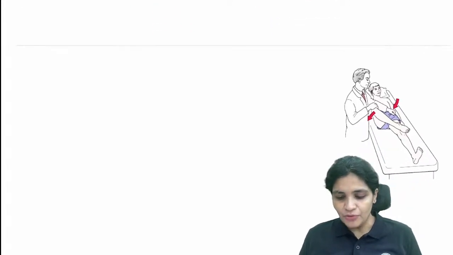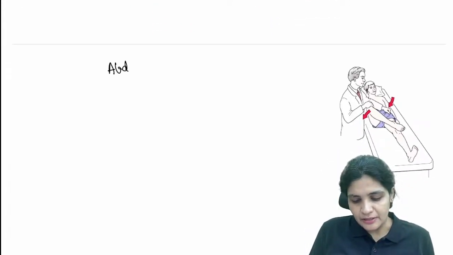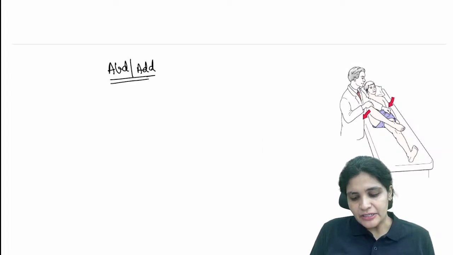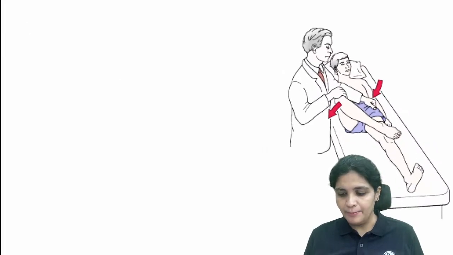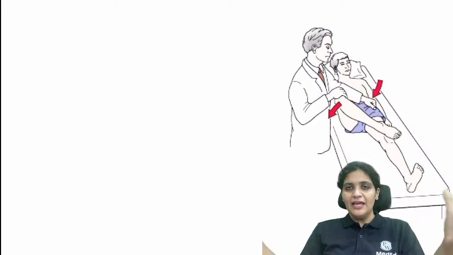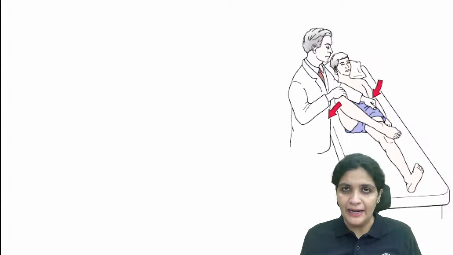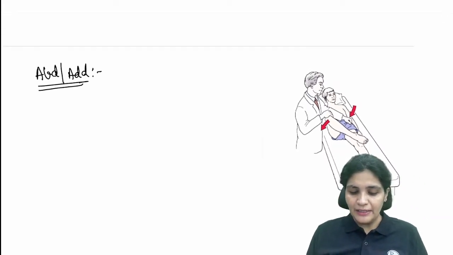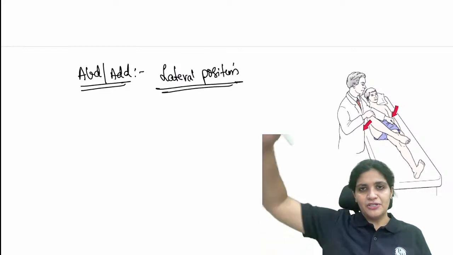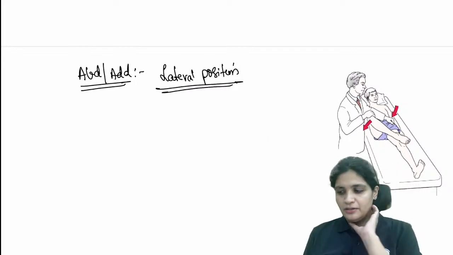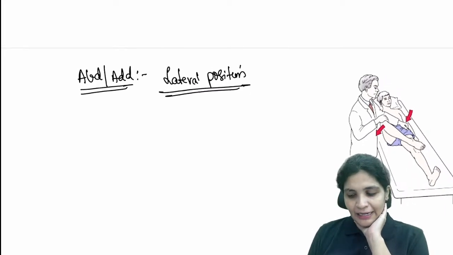And then how do you test your abduction and adduction? You can do it standing or also in the supine position. So this is how you abduct, right? And similarly, you adduct. You take both limbs apart, this is abduction, and when you bring two limbs together, that is your adduction. Similarly, you can also do it in the lateral position, where the patient lies on the side and you ask the patient to abduct and then adduct, right? So that is how you test for abduction and adduction.